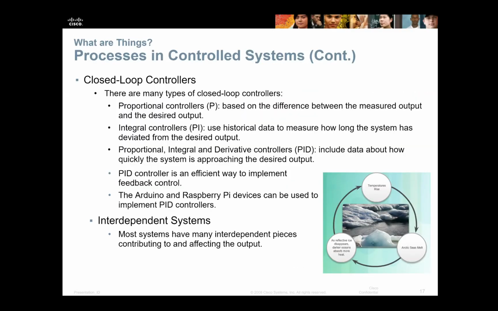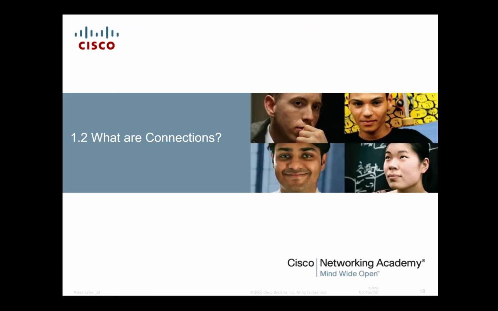Okay, so processes. So what are the things? Things are the things that we can measure and control somehow. Okay, and what are the connections? So what kind of connections can we make between these things, or between things and a computer, or things and your mobile phone, things and people, things and systems.